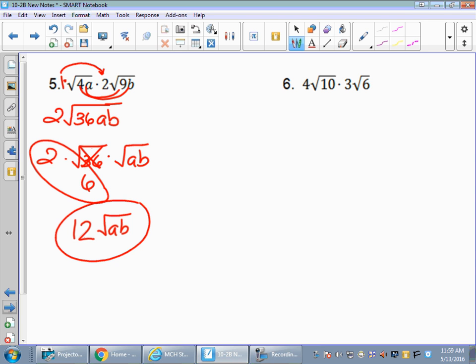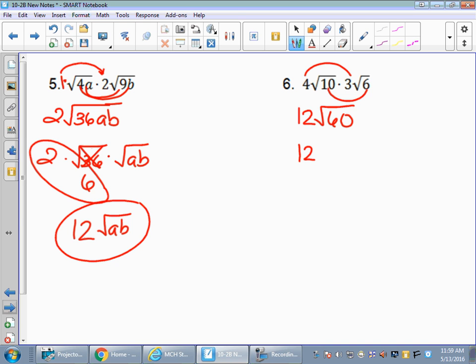And number 6, last one, now I've got different numbers on the outside. So 4 times 3 is 12. 10 times 6 is 60. So I have 12 times the square root of 60. When I look at 60, I know 4 is in 60. That's going to take some time. You've got to just work with your calculator, practice your multiplication tables. You only are concerned with the numbers in that list, like 4, 9, 16, 25. We don't have to try every number that goes into 60.